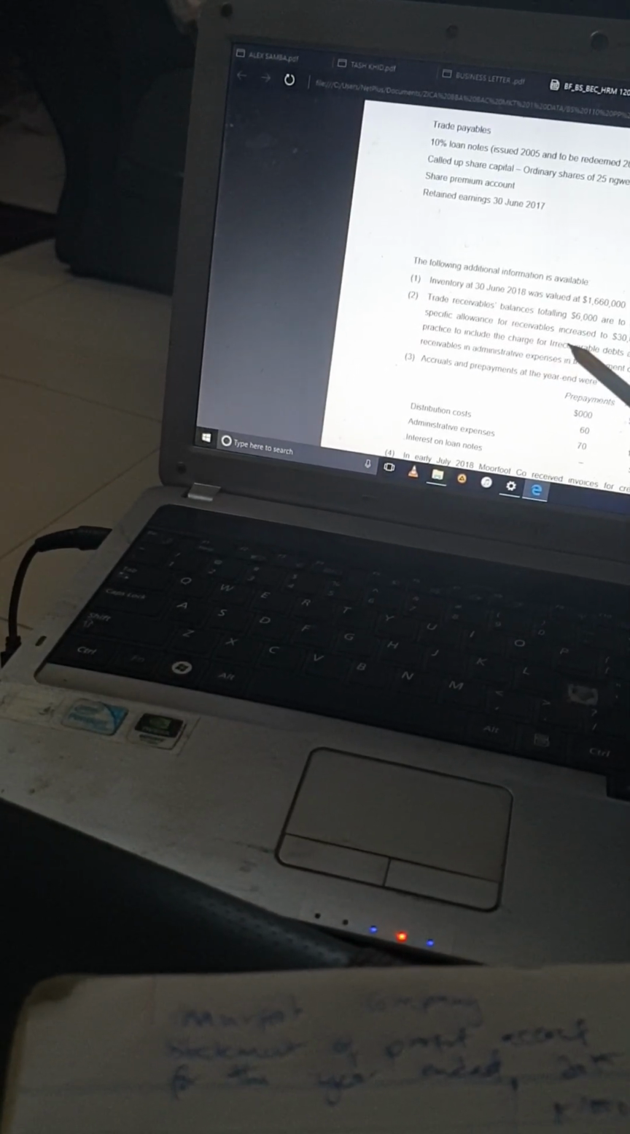The next step, we have to check if there is a decrease in the allowance for receivables or provision for doubtful debts. In our case, the provision for doubtful debts, allowance for receivables, if you check through the question, is 18. This one here, it is 18. And in the adjustments, the first and second, they are saying trade receivables balances totaling 600 to be written off. That is bad debt. And the specific allowance for receivables increases to $30,000.